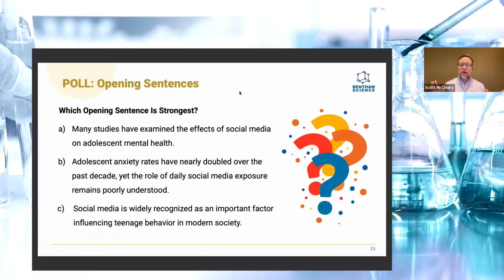Okay, Gareth, you mentioned a moment ago to try to capture the reader's attention. Here are 3 opening sentences. Let's see what our guests think is the strongest of these 3. A, many studies have examined the effects of social media on adolescent mental health. B, adolescent anxiety rates have nearly doubled over the past decade, yet the role of daily social media exposure remains poorly understood. Or C, social media is widely recognized as an important factor influencing teenage behavior in modern society. Which is the strongest opening sentence for your introduction? Let's see what our guests think.